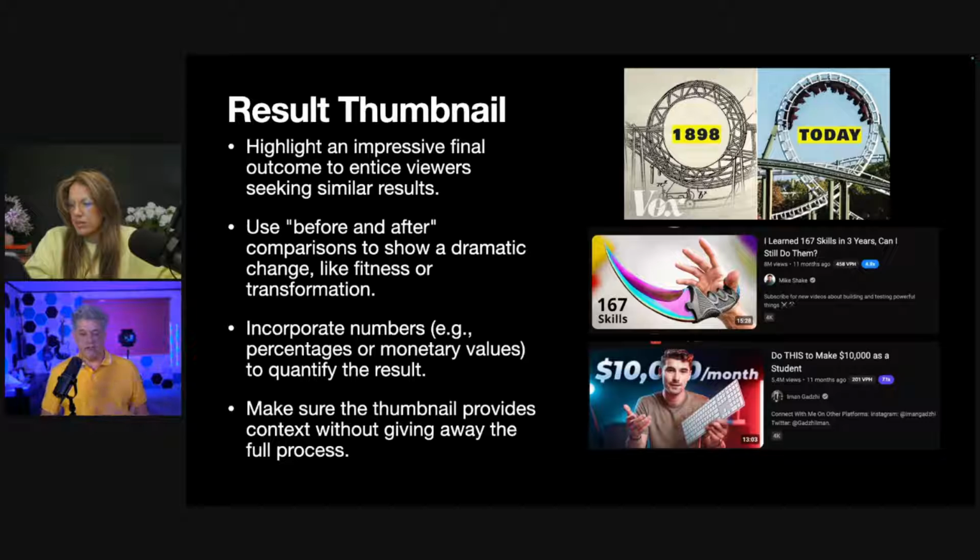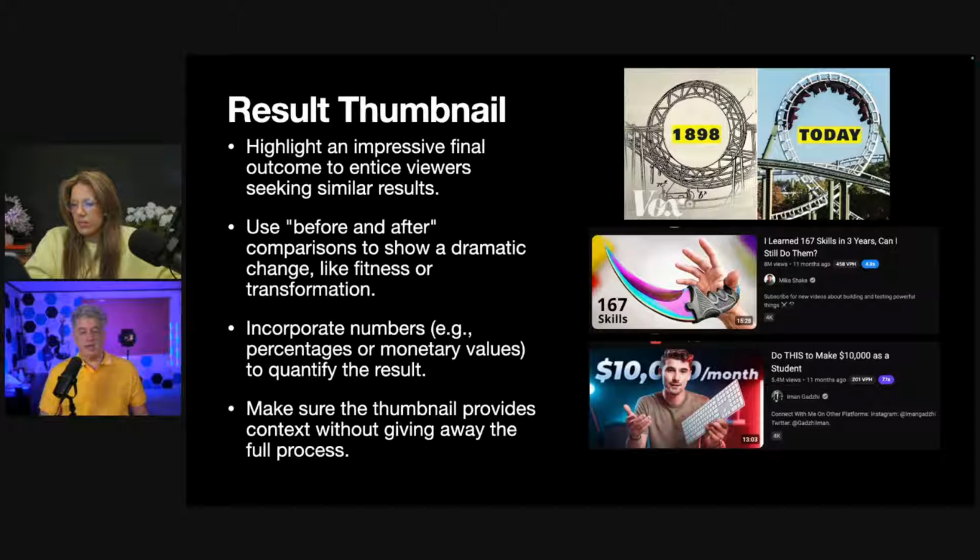The second one is from Mike Shake, who just learned skills. His videos are always, I learned a new skill. And all it says is 167 skills, and it has this really brightly colored knife, and it's spinning around his hand. I'm not even sure if this is a real image or AI generated because it pops so well.